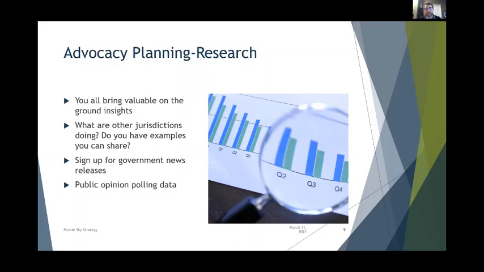But if you can add to it with some examples of what other jurisdictions are doing, and add as much as you can with other data points to pull it all together when you're planning.